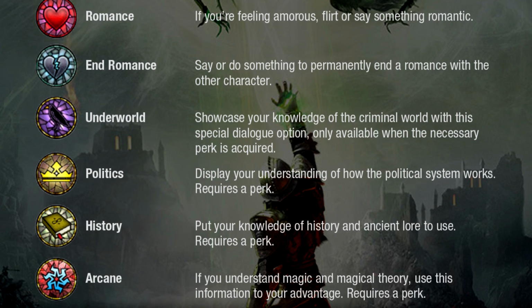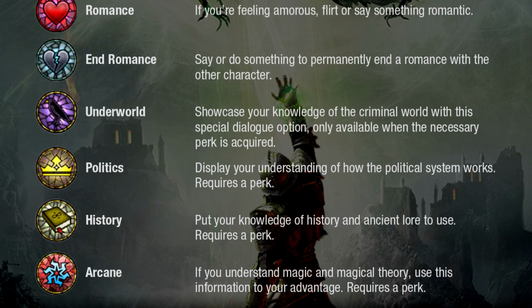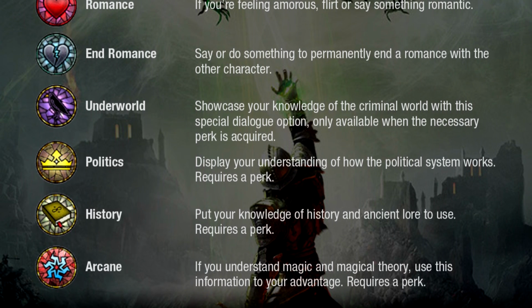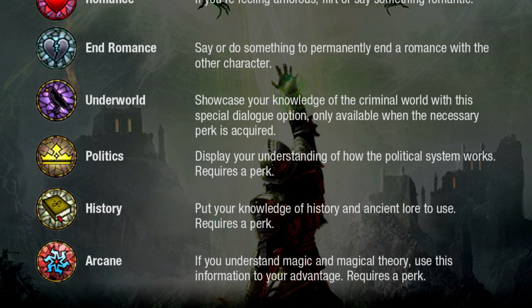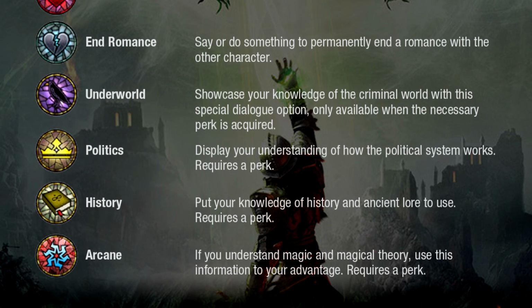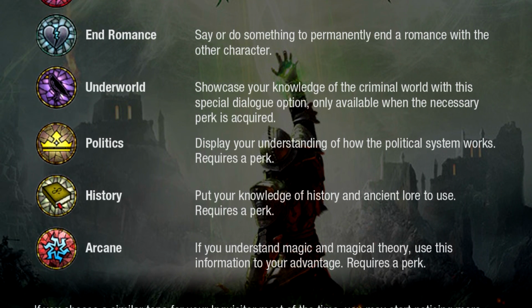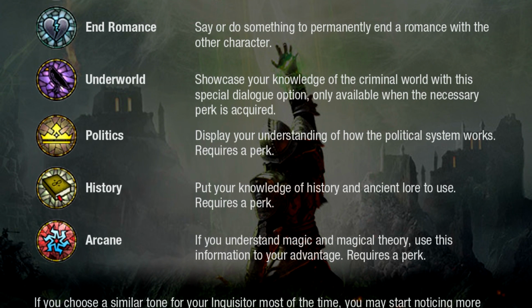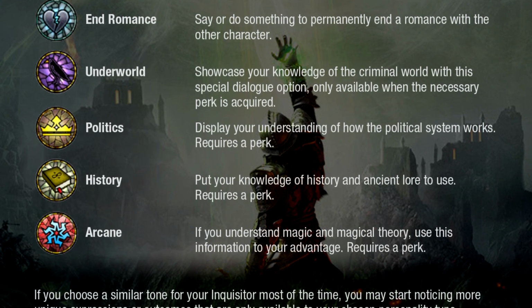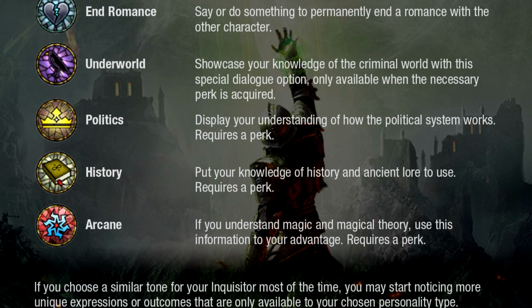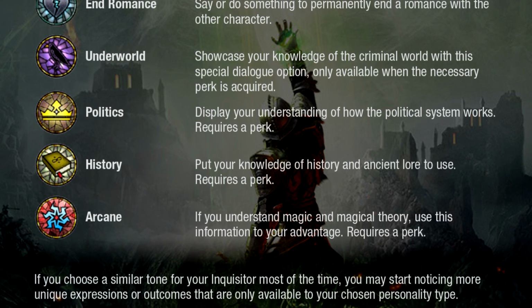The easiest way for me to remember this is to think of that as a crow, and a group of crows is called a murder, and murder's a crime, and crime is what criminals do. Next, we have a crown, and this displays your knowledge of politics. Again, this requires a perk, so think crown, king. King is a leader, leader is a political figure.